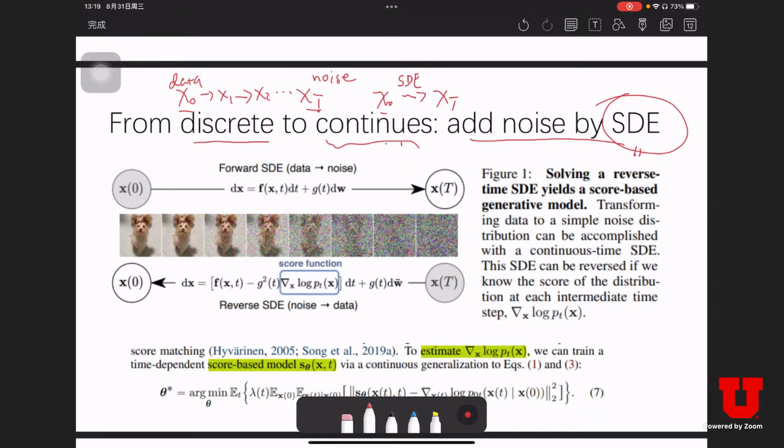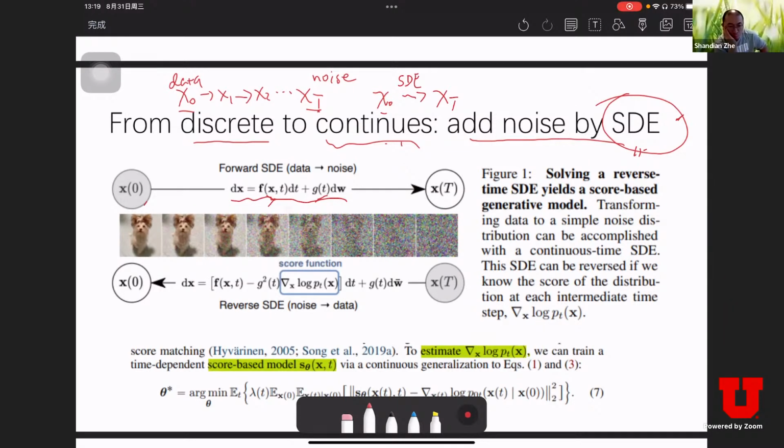And the SDE looks something like this. This term F we call the drift term, and the G function here we call the diffusion term. So that's the basic definition, the basic concept about SDE. Given an SDE from x0 to xt, this describes the forward SDE. So how about the backward SDE?